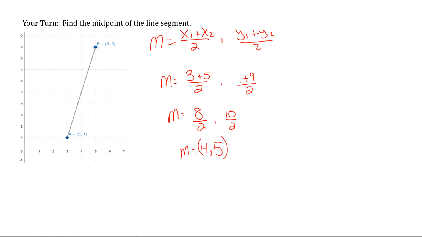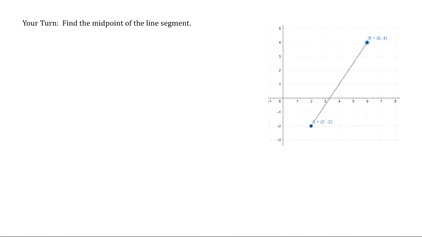All right, one more try for you. I've thrown in a negative number in there to see how you handle that. Again, figure it out, enter your answers in the Edpuzzle, and then come back and check and see how you did.